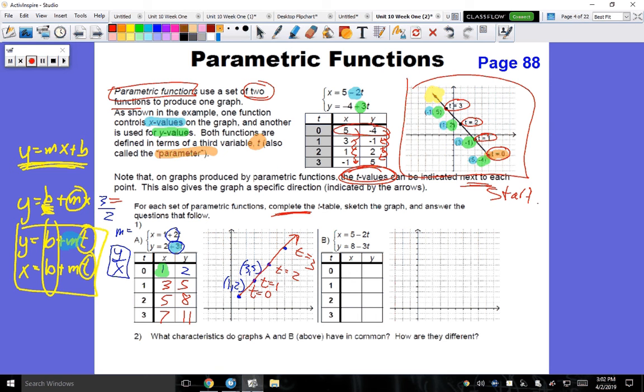Okay. Let's go to B. Where do we start with B? 5, 8. So let's go 1, 2, 3, 4, 5, and then 1, 2, 3, 4, 5, 6, 7, 8. We're going to go ahead and put time is equal to 0, then you guys can finish these over here. What do we have? 5, 8, 7, 11.